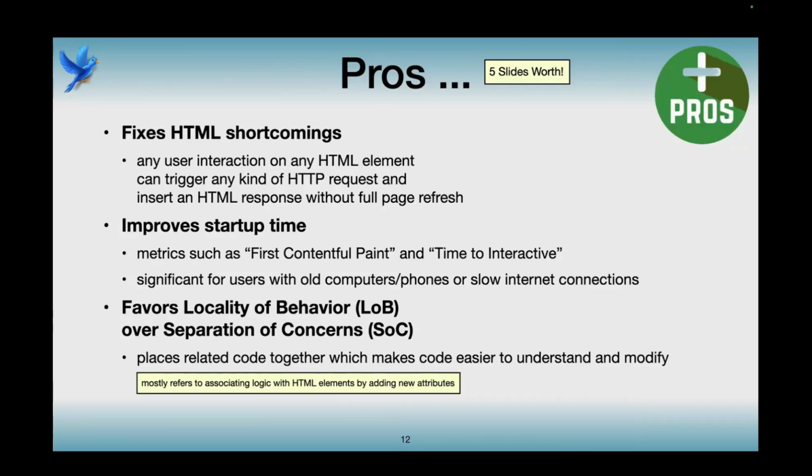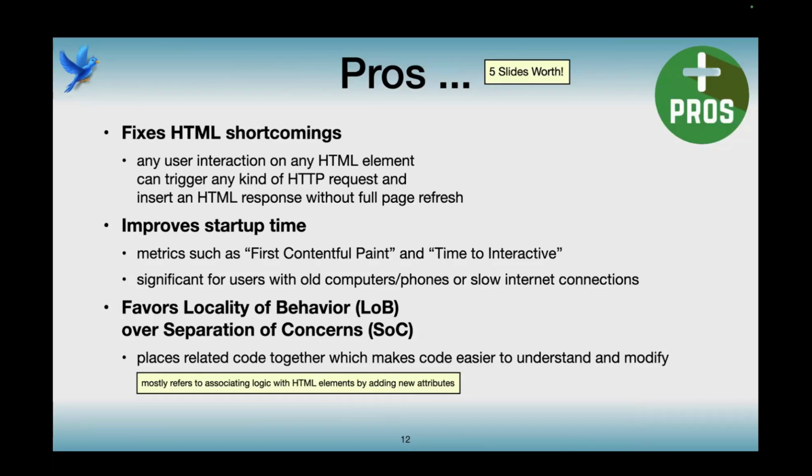Now, there's a bunch of pros and cons to using HTMX, and I don't have time to go over these in a lot of detail, but I'll just hit the highlights here. So there's some shortcomings in HTML that only certain elements can trigger HTTP requests, but HTMX fixes that because you can trigger them from any element. Startup time is going to be faster with HTMX. Locality of behavior means that I can look at a little snippet of code and it's very clear everything that's happening.